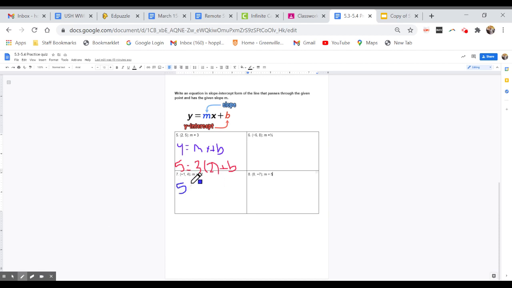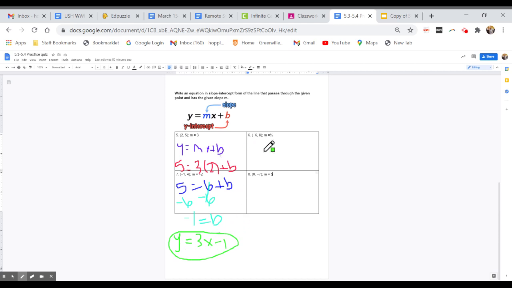So I'm going to continue simplifying. I have 5 equals, and then 3 times 2 gives me 6, plus b. Now in order to get b by itself, I need to get rid of the 6, or move it. If it's a positive 6, that means I need to subtract it from both sides to get b by itself. So 5 minus 6 gives me -1, which equals b, because this cancels out. So I figured out my b, which is awesome. And now I just need to write my final equation. So my final equation is y equals 3, because that's my slope value, x, and then my b value is -1, so minus 1.